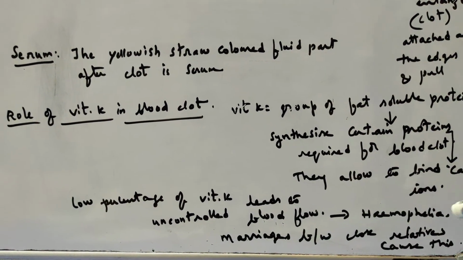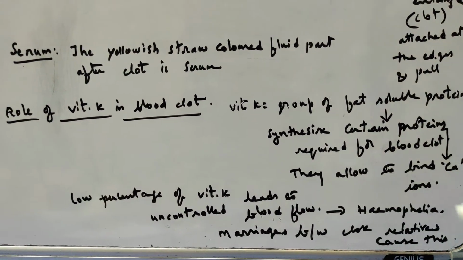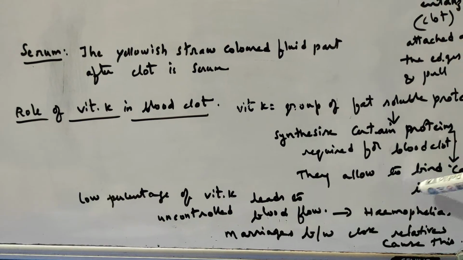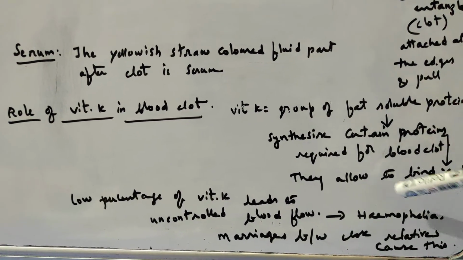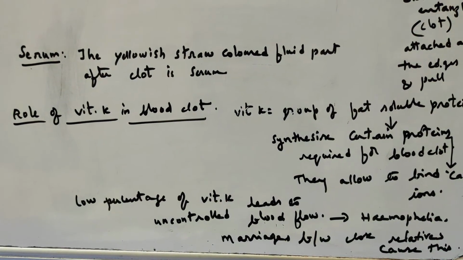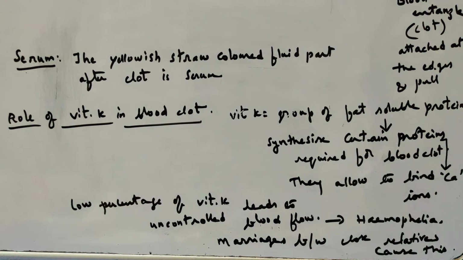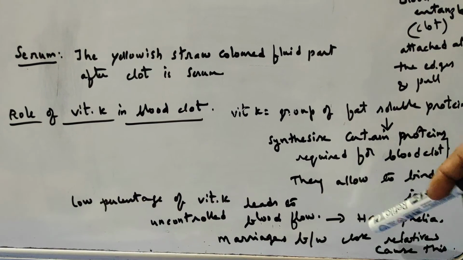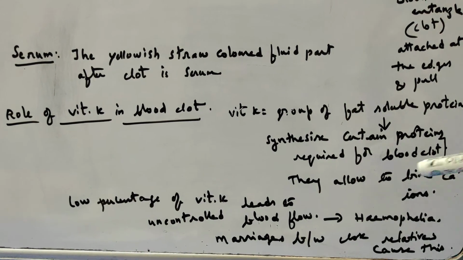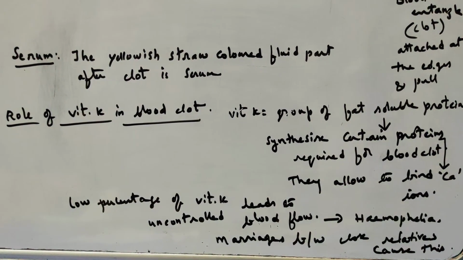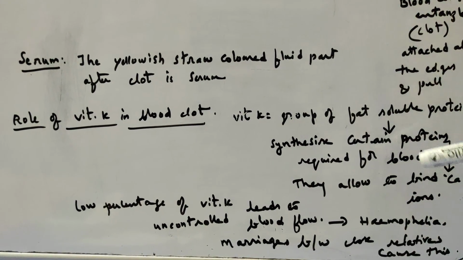In olden days, this would be seen in royal families. That's why it was also called the royal disease. Hemophilia is nothing but continuous flow of blood from the wound or the injury. That's why the patient should be protected from this problem. Why does it happen? This is because marriages between close relatives cause this problem, hemophilia. So this is about blood.